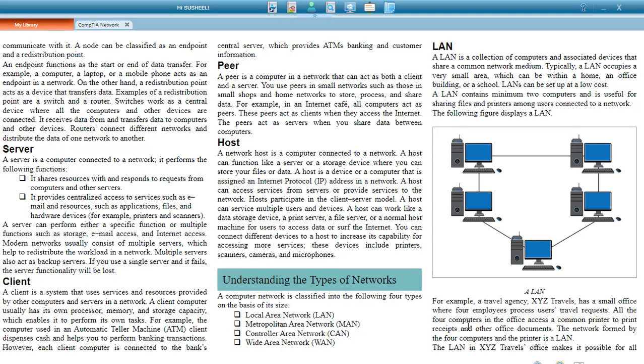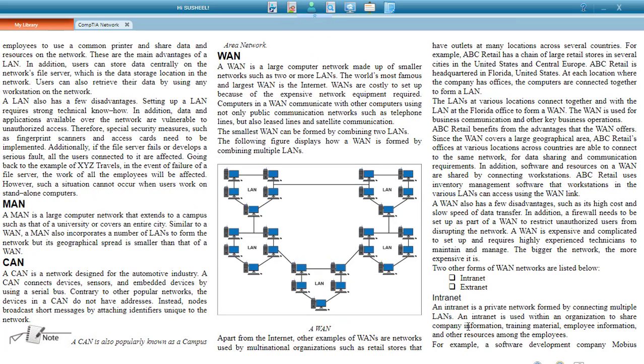A LAN. For example, a travel agency, XYZ Travels, has a small office where 4 employees process users' travel requests. All the 4 computers in the office access a common printer to print receipts and other office documents. The network formed by the 4 computers and the printer is a LAN. The LAN in XYZ Travels office makes it possible for all employees to use a common printer and share data and resources on the network.